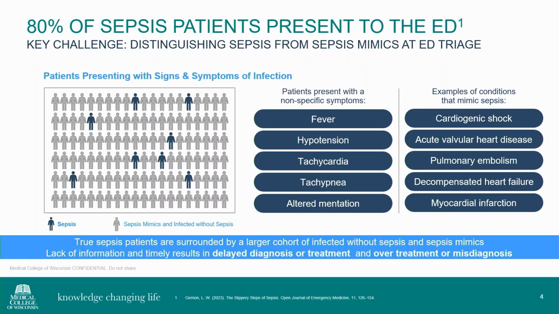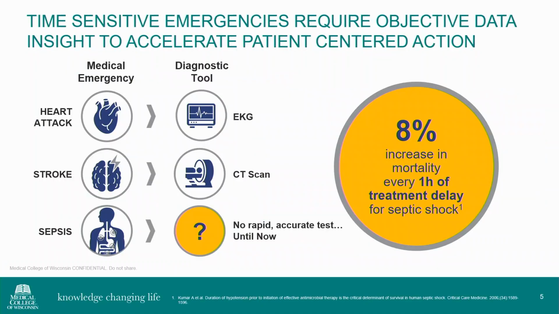So how do we pick that needle out of the haystack and identify who is the septic patient and who isn't? Well, if we look at other time-sensitive medical emergencies, in the case of myocardial infarction, we have really good diagnostic technologies. We have tests that we can offer. We have the EKG that we can do, all that help us to risk assess and determine, is this patient having an acute MI or are they not?